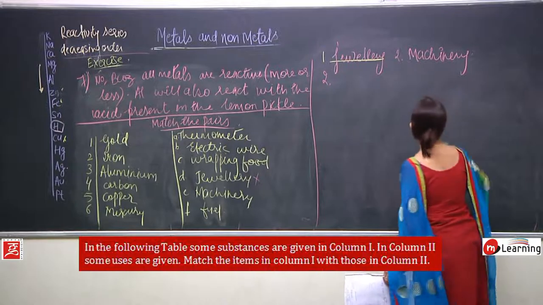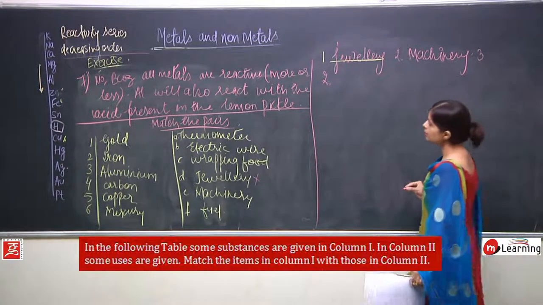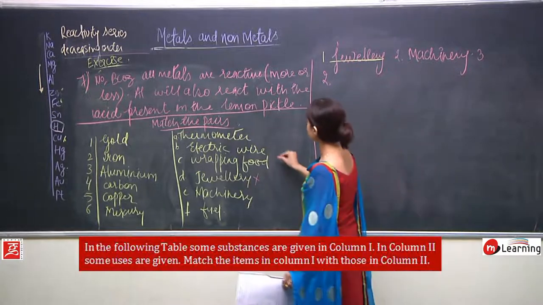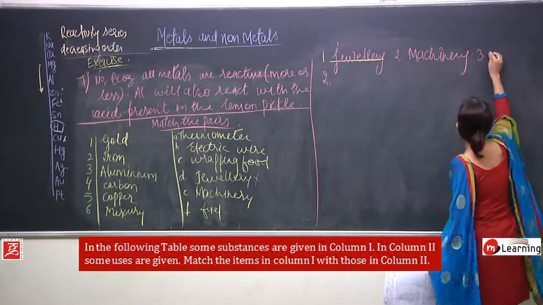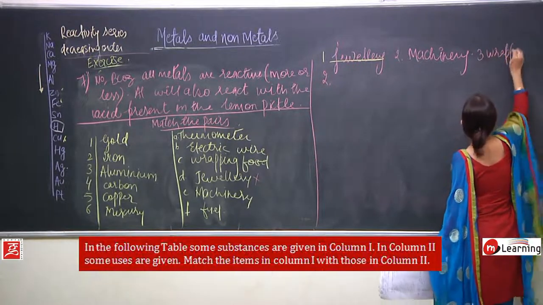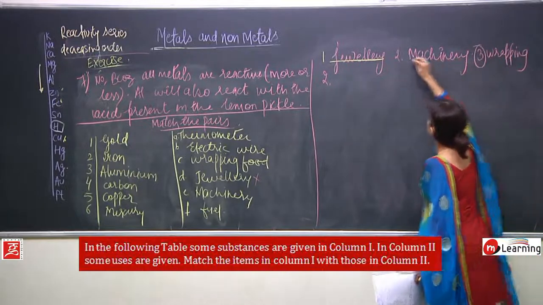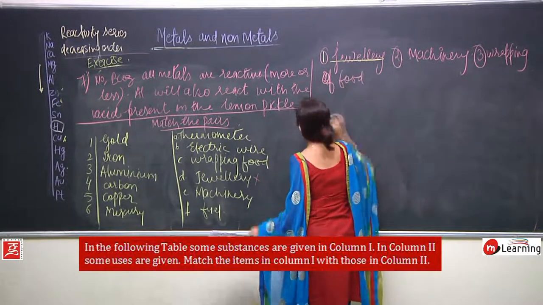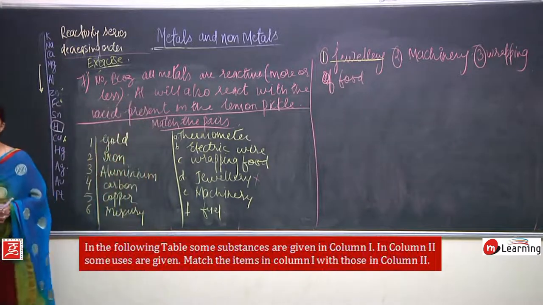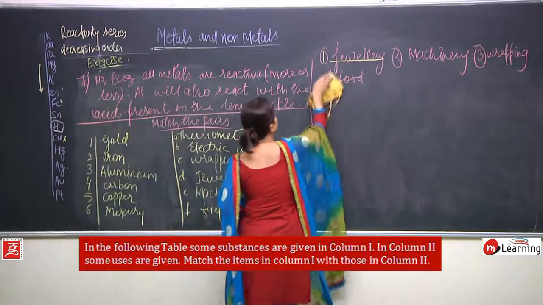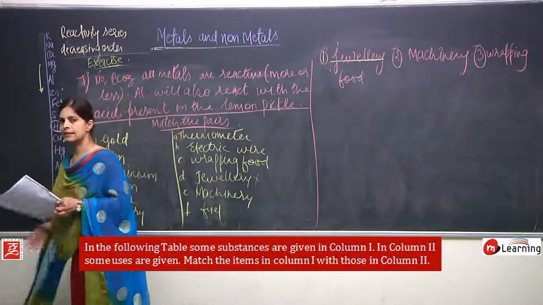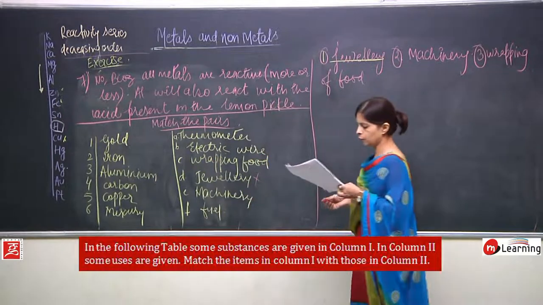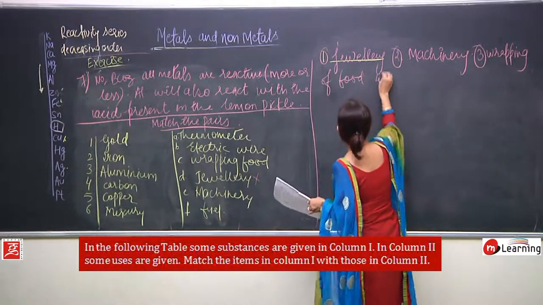Now the third one, aluminium. Aluminium is what? It is wrapping of food. Just now we had two questions of this. What is wrapping of food? Why is it used for wrapping the foods? Because it is malleable, it is light, it is less reactive, it prevents the oxidation of the food. Okay, now the fourth one.